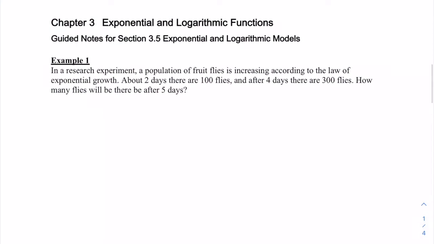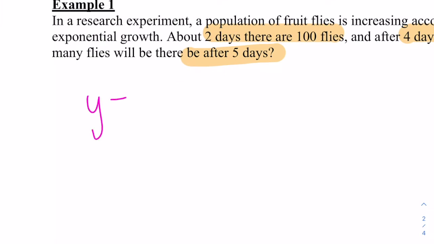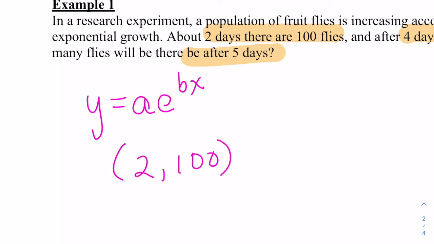So here we have a population of fruit flies, and it says that on day 2, there are 100 fruit flies. And on day 4, there are 300. So we can see that it's growing. And we want to calculate approximately how many flies there will be after 5 days. So considering an exponential growth model, we're going to use the general equation y equals a times e to the bx. Now we have these 2 points, (2, 100) and (4, 300).